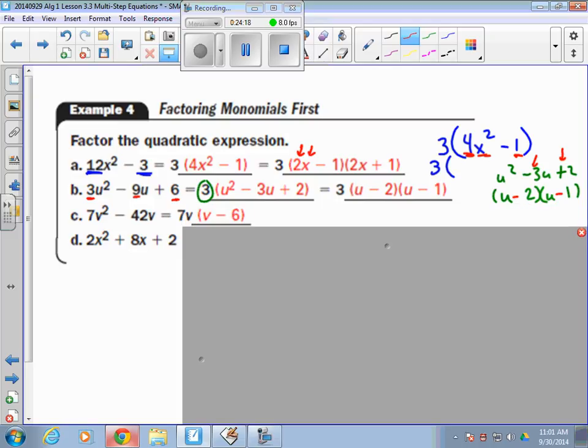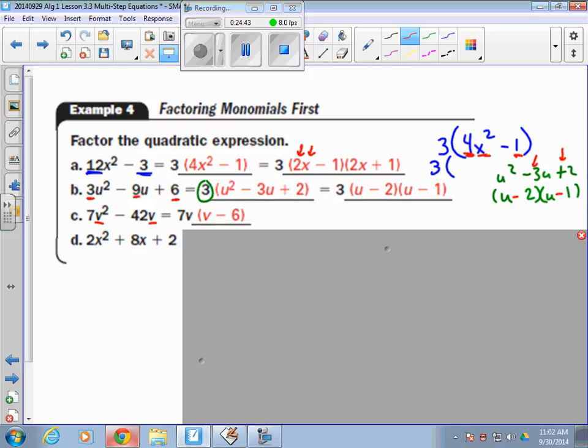The next one has the number 7 in common. Actually, they both have 7, and they both have a v. So not just 7, but 7v. 7v times v is 7v squared, and 7v times negative 6. Notice you don't have to factor out that binomial v minus 6. That's it. 7v times v minus 6.